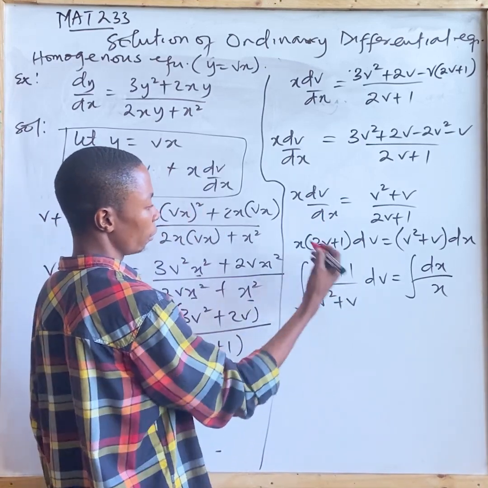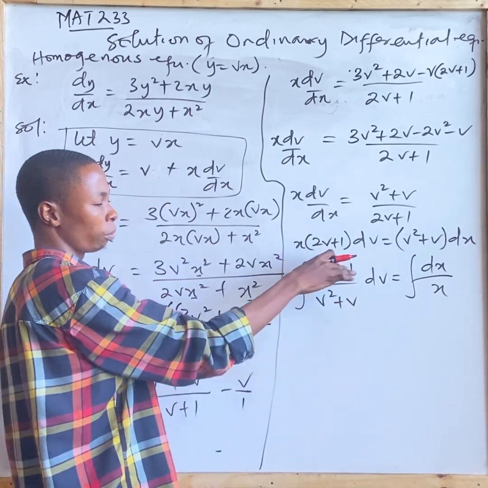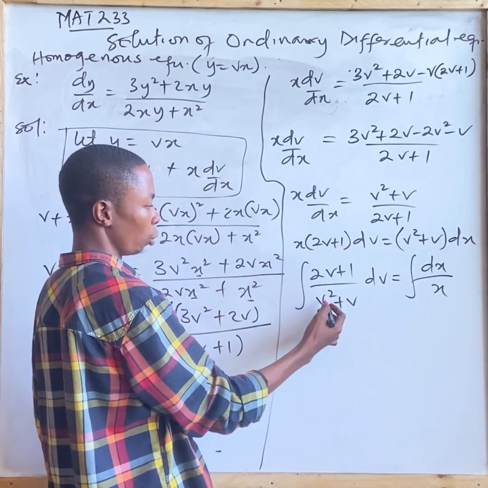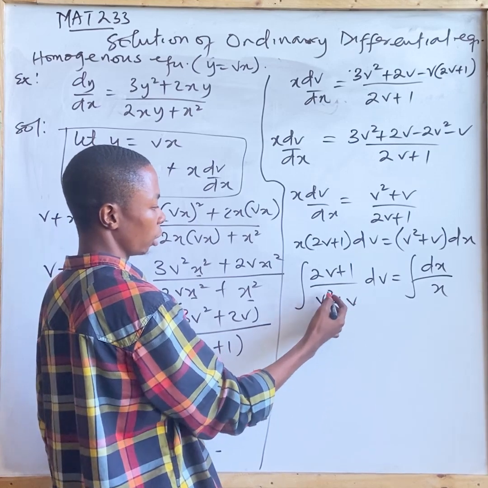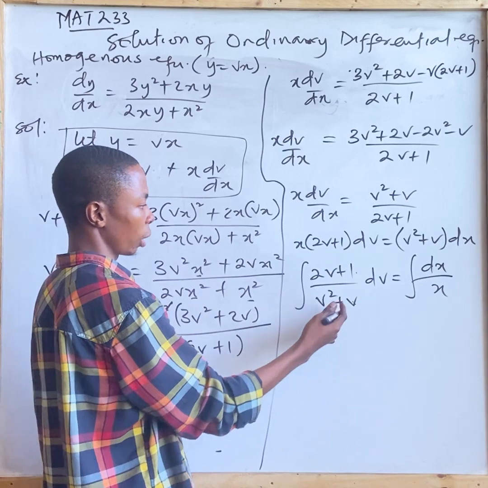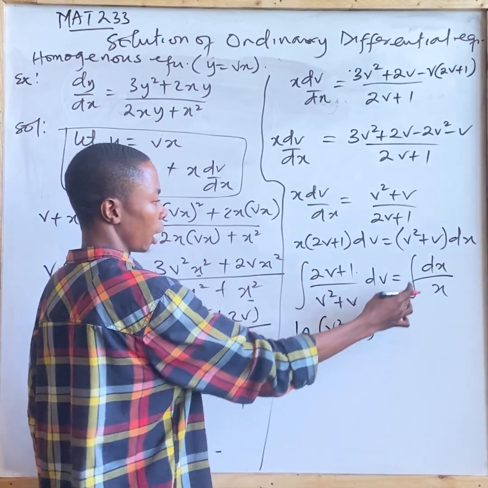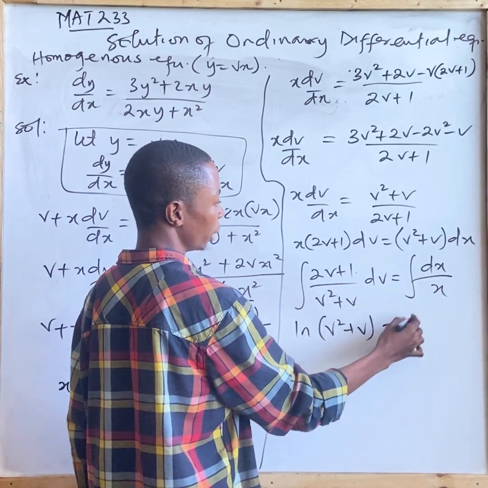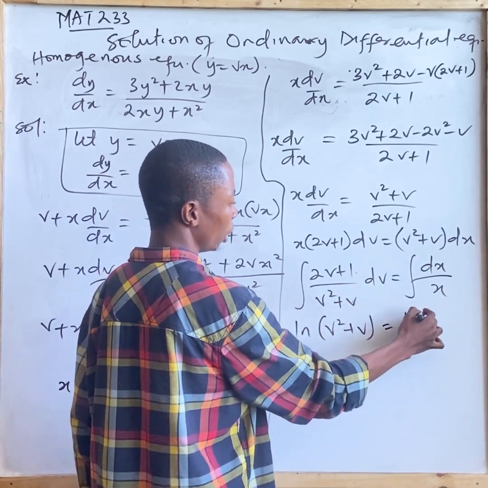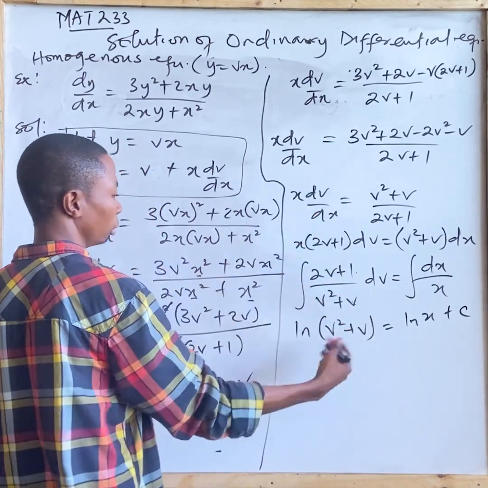You know that if I have a function in the denominator and the derivative of that function is at the numerator. So if this is v squared plus v, if I differentiate v squared, that's 2v. If I differentiate v, that's 1. So this one will just give me ln of v squared plus v. Recall that the integral of 1 over x is ln x plus c, and that's all.